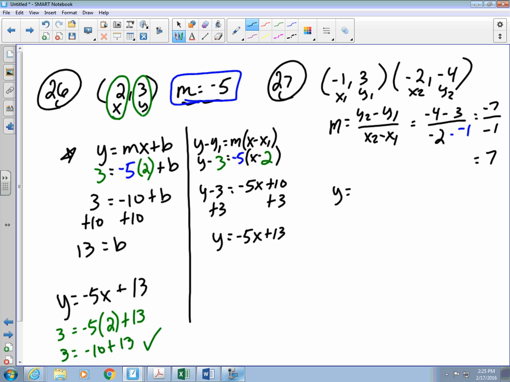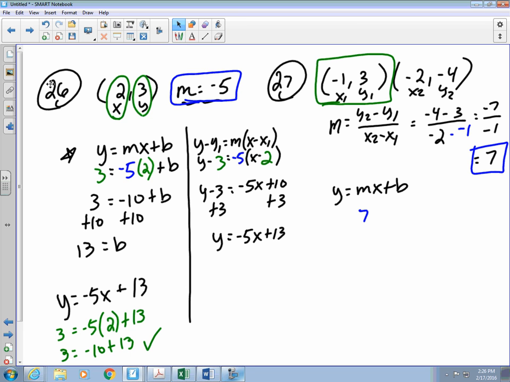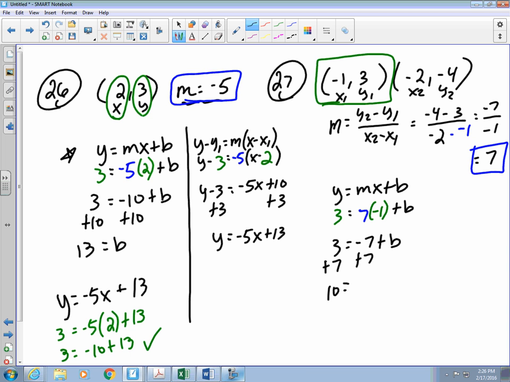Again, I'm going to stick to slope-intercept, because now, same as before, I pick an ordered pair. I'll pick that one. Here's my slope. So I'm going to put it in: my slope, my -1, my 3. And now I can figure out what the y-intercept would be. So 3 equals -7 plus b, add 7, b is 10. Now rewrite it. y equals 7x plus 10.